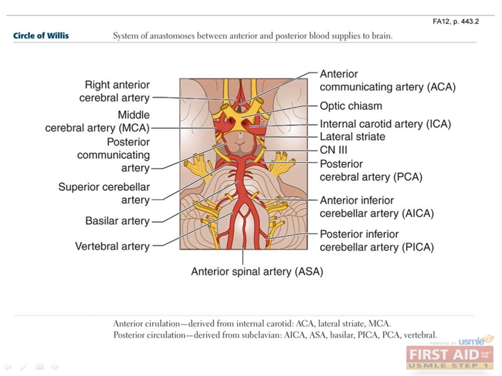In the middle of the circle of Willis is the optic chiasm. Cranial nerve 3 is also in very close proximity to the PCA. An aneurysm in these arteries can cause a third nerve palsy by virtue of mass effect.